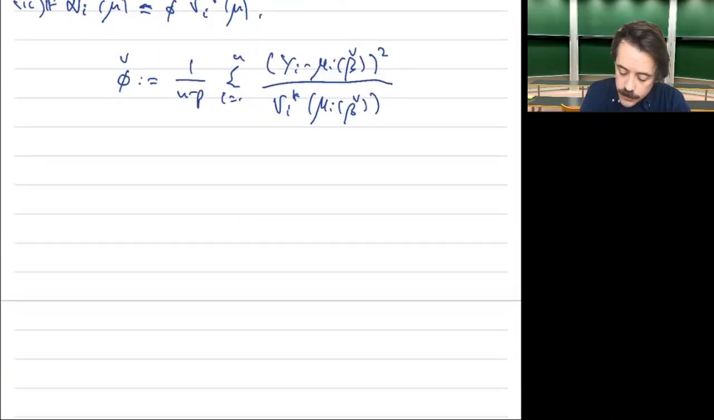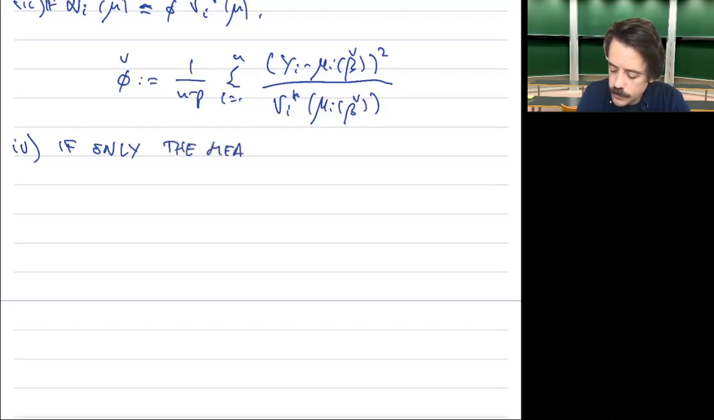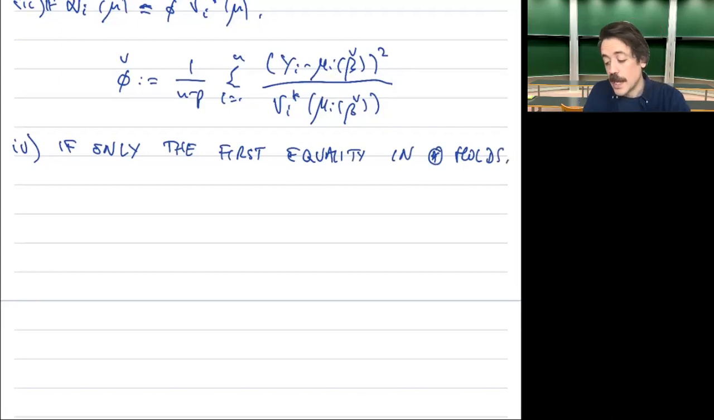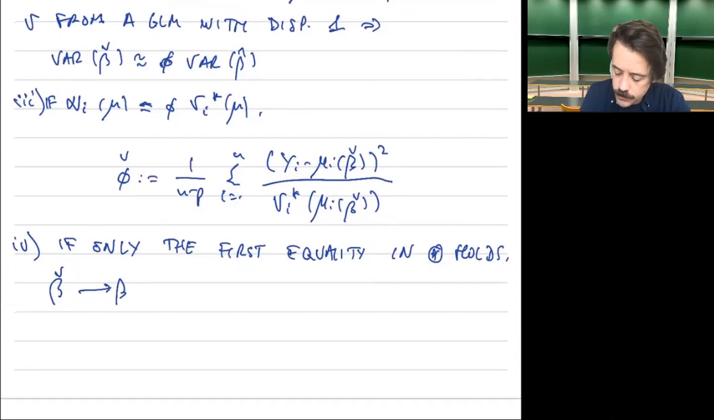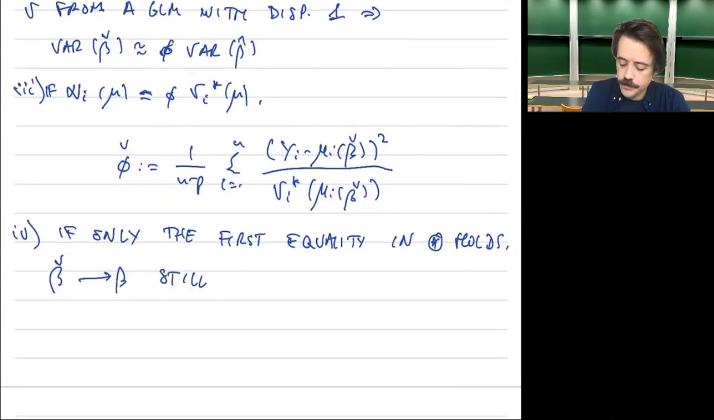And fourth, if only the mean equality in star holds, we no longer have this asymptotics that we were showing, but we still have that beta hat will converge to beta. So we have consistency. That's what I mean.